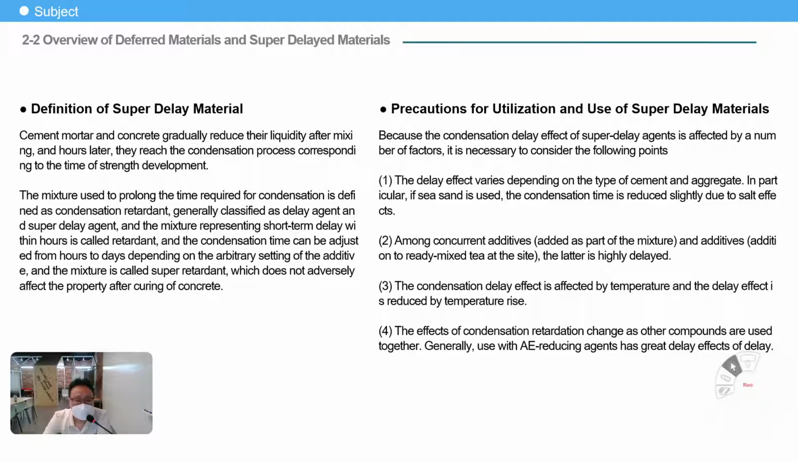A short-term delay within an hour is called retardation, and the condensation time can be adjusted from hours to days depending on the arbitrary setting of the additive, and the mixing is called super retardation.